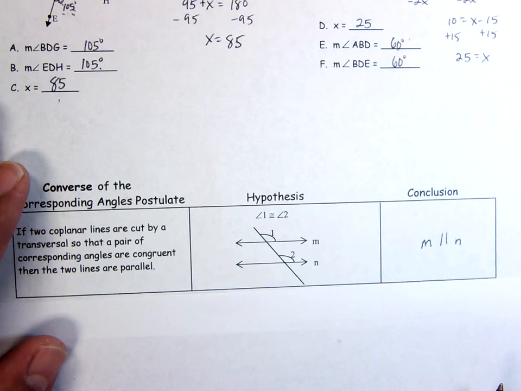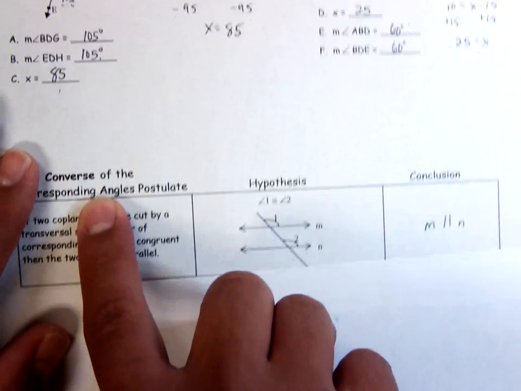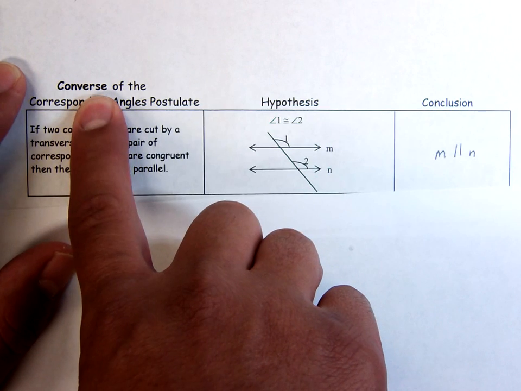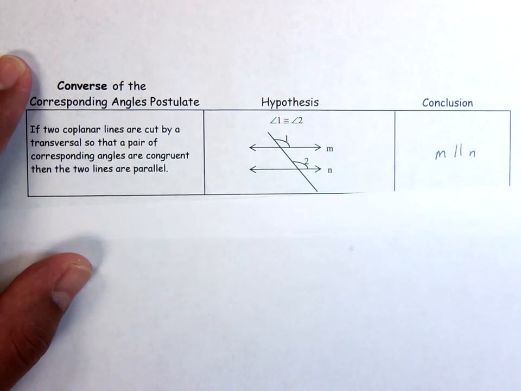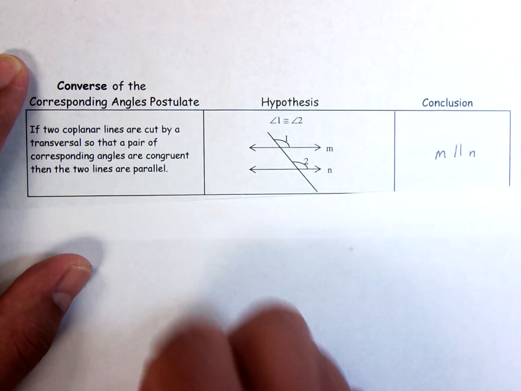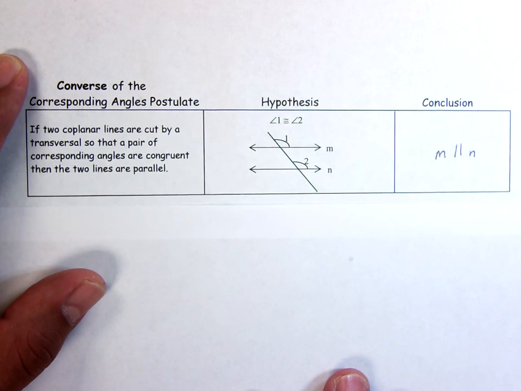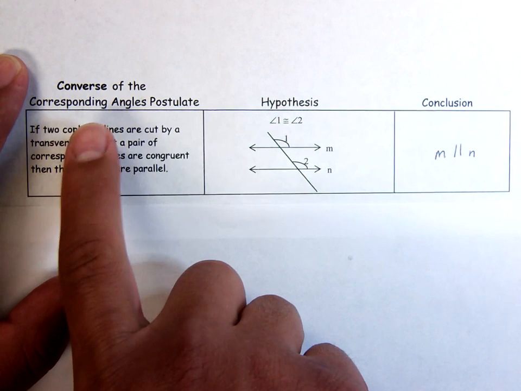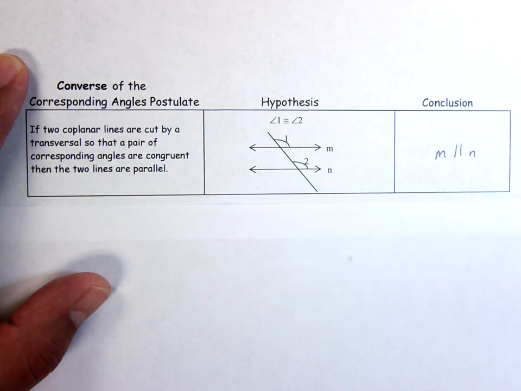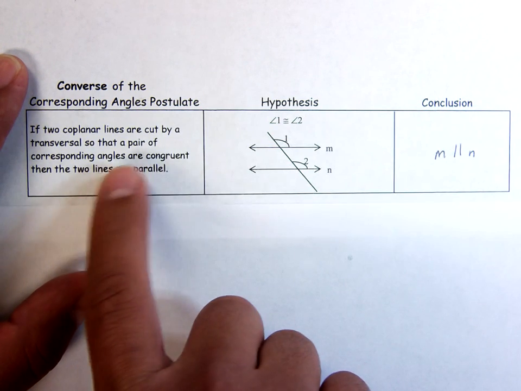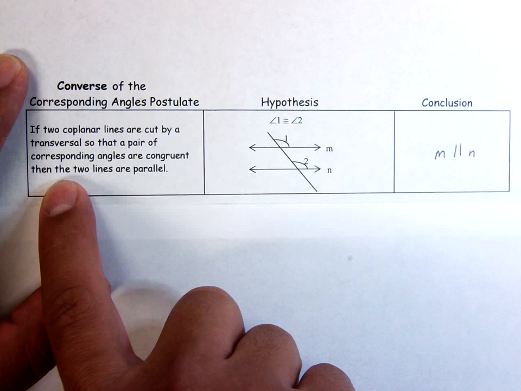So now let's kind of work backwards. Now we're talking about the converse, and we spent time in class talking about what converse means. I told you a while ago, if two lines are parallel, we know the corresponding angles are congruent. Now we're working backwards. Let's say I don't know my lines are parallel, but I know my corresponding angles are congruent, then my conclusion is that the lines are parallel. So if I know that corresponding angles are congruent, then I can conclude the lines are parallel.